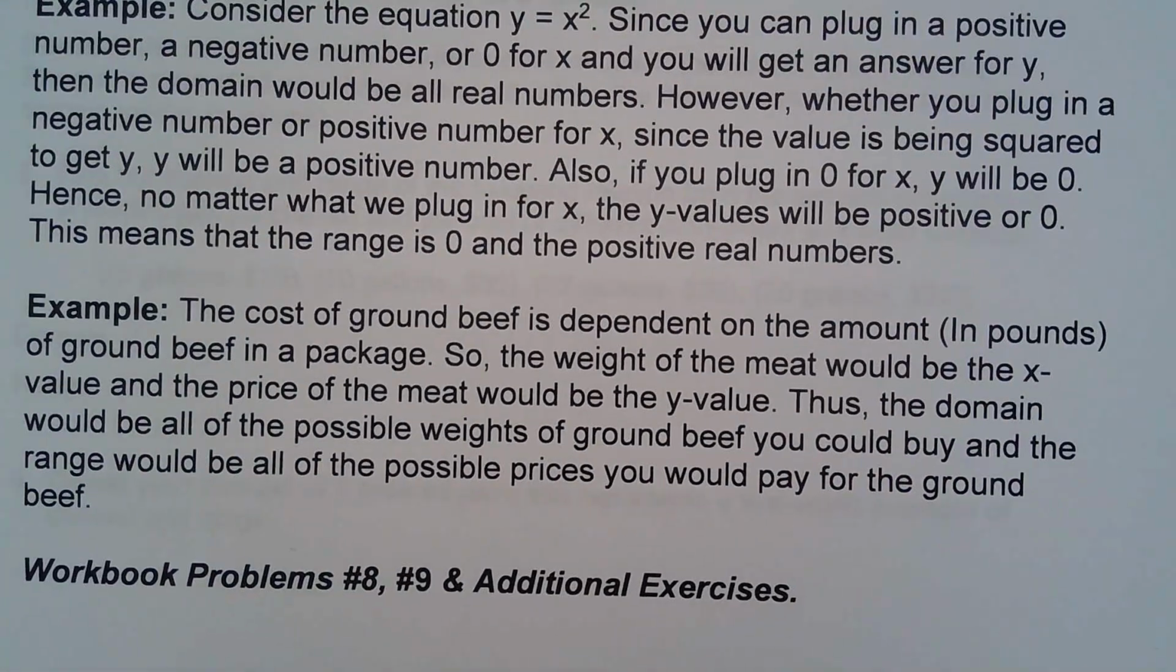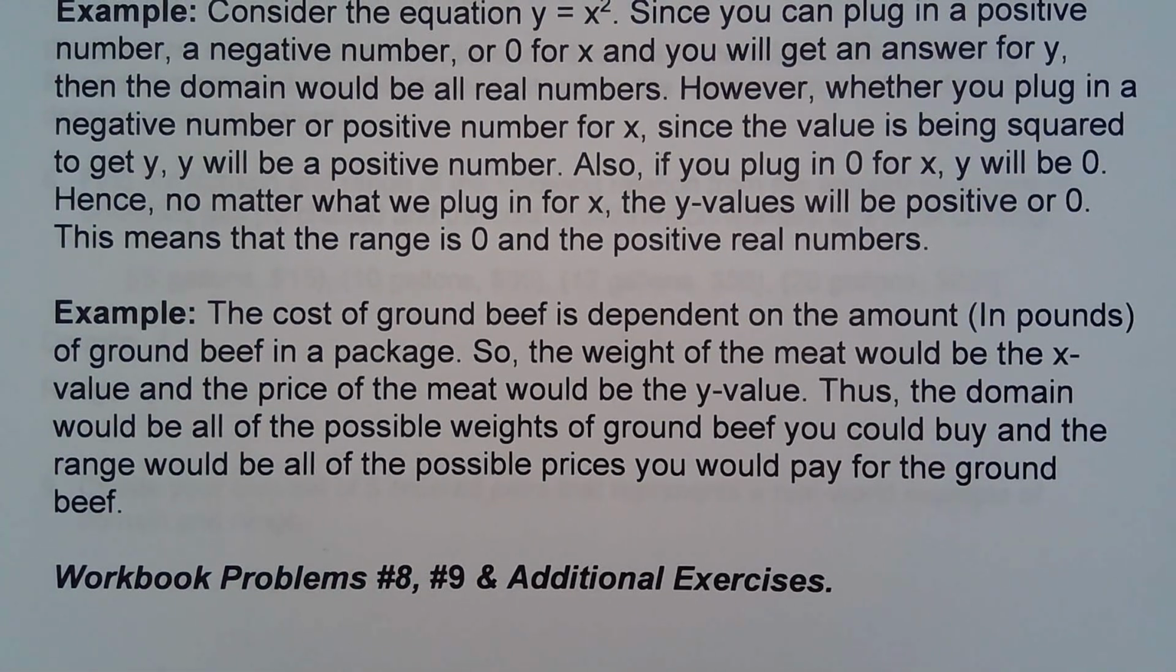Okay, another example. The cost of ground beef is dependent on the amount in pounds of ground beef in a package. So if the weight of the meat would be the x value, the price of the meat would be the y value. Thus, the domain would be all possible weights of ground beef you could buy, and the range would be all possible prices you would pay for the ground beef.